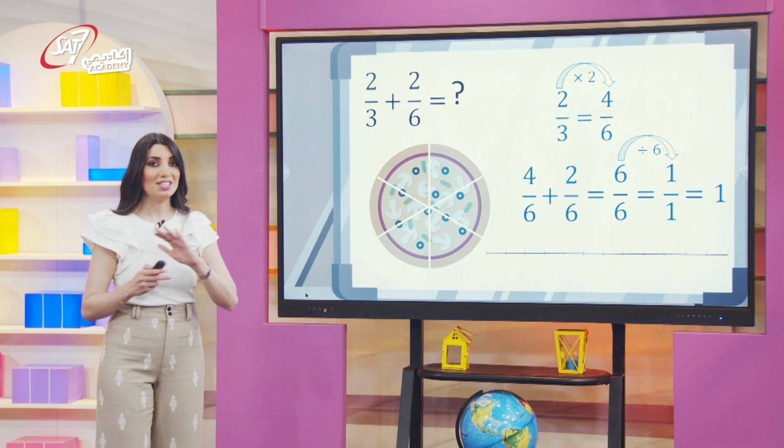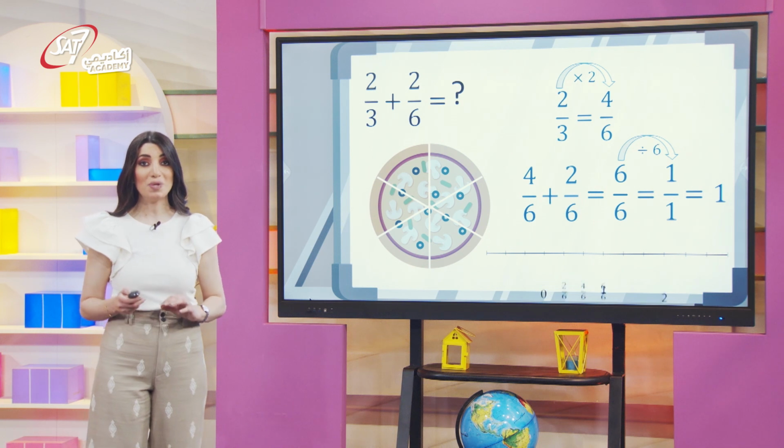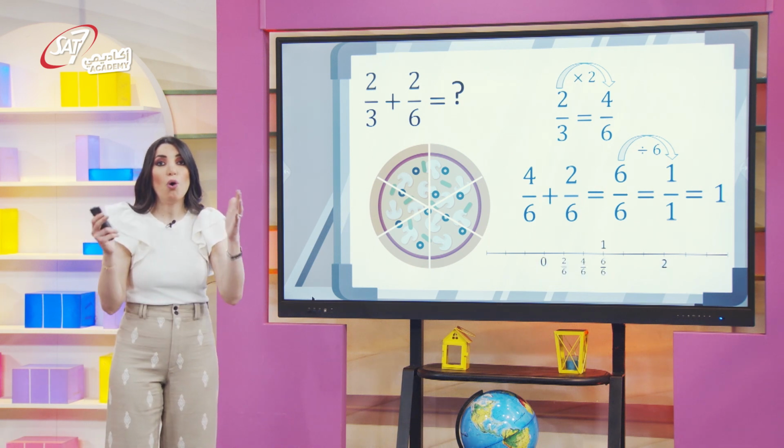6 over 6 is not really a fraction. It doesn't represent part of the pizza, but the whole thing.